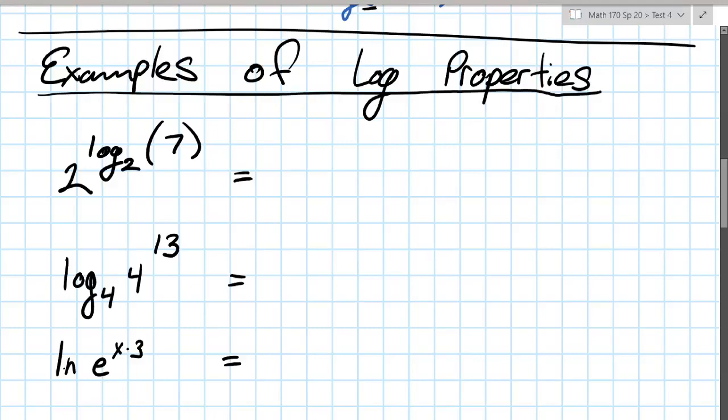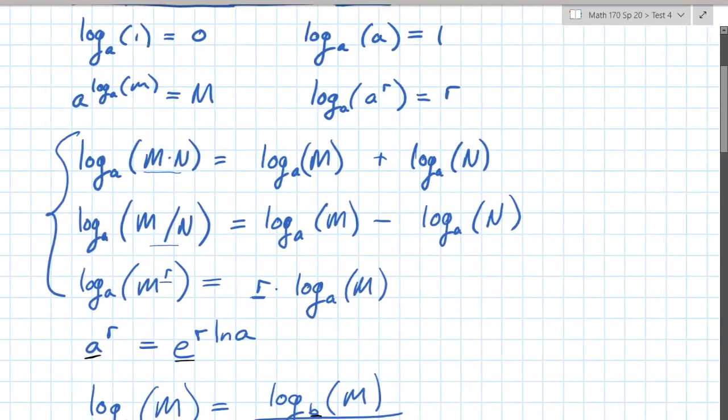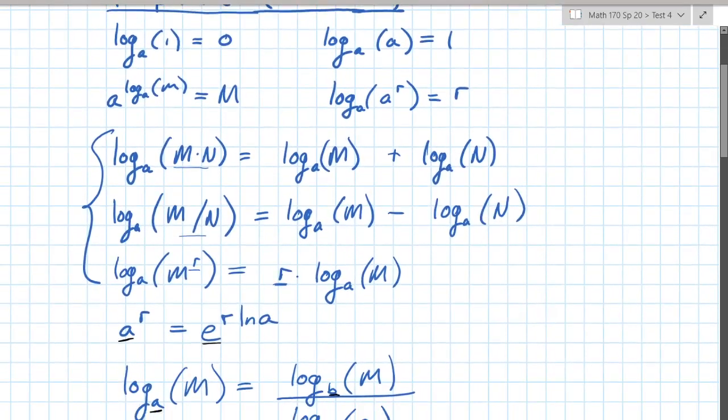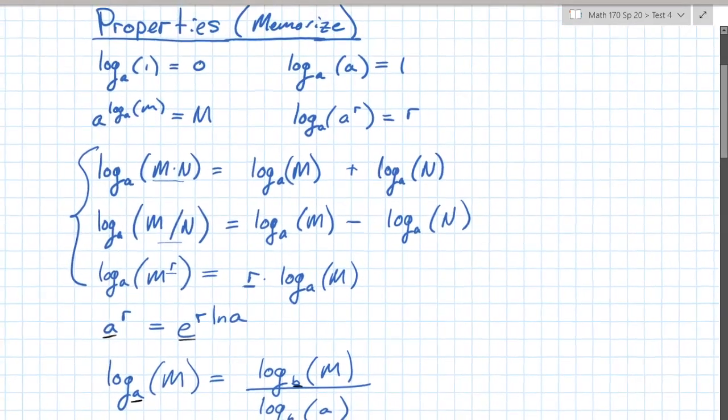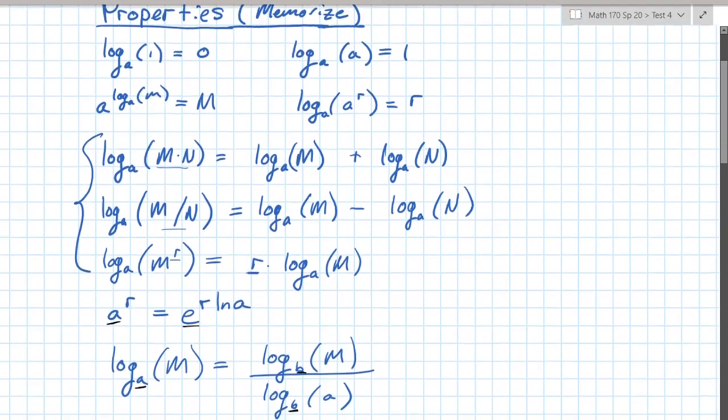So how are we going to use these properties in order to simplify problems? Well, let's take a look at a couple examples. If you've memorized the properties, then all we have to do is a matter of identifying and then simplifying.